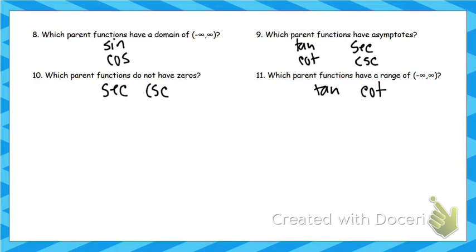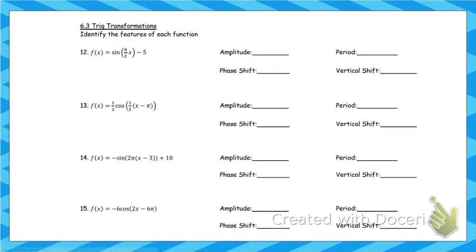All right, so the last thing, the bulk of this is going to be the stuff we just did most recently. So identifying all of these characteristics. So amplitude is the number that's out in front. So in this case, my amplitude is 1.